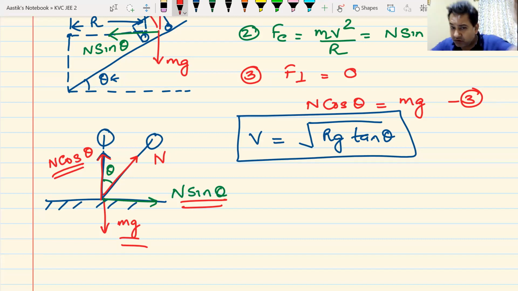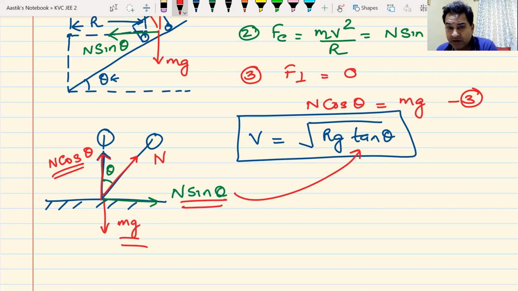And then if you solve this equation similar to the equation that we solved in banking, you will again arrive at the same result. What is the speed that is possible if he does this stunt? What is the maximum speed that he can turn his vehicle? The answer would again be the same. It will be equal to root of r g tan theta. Do we understand this? Yes or no?